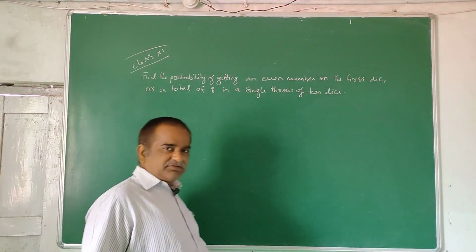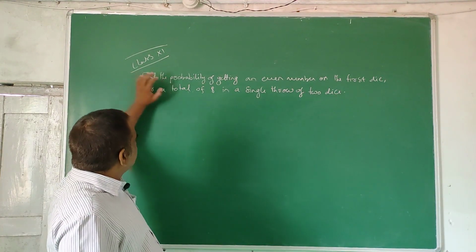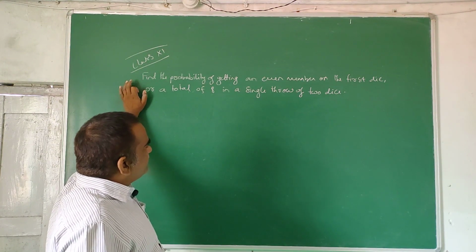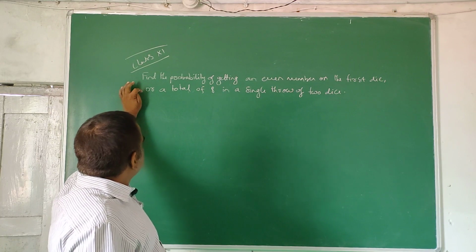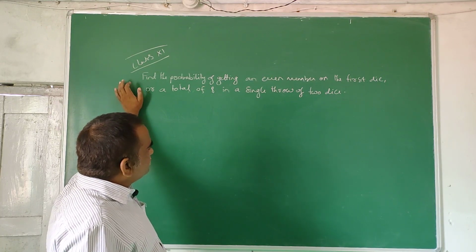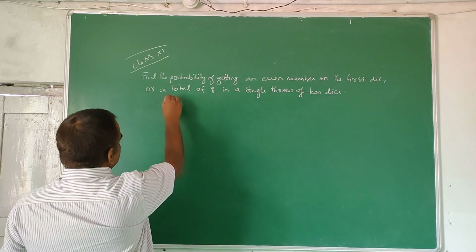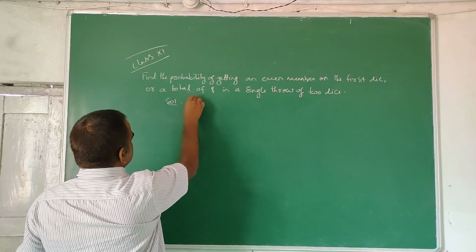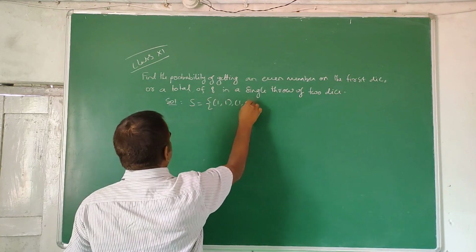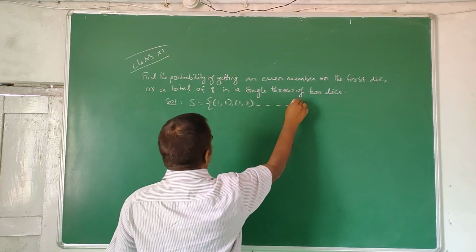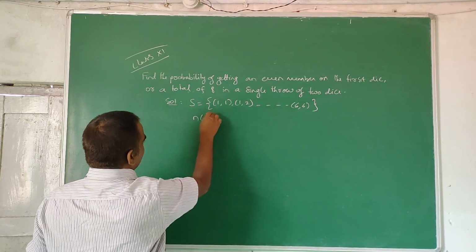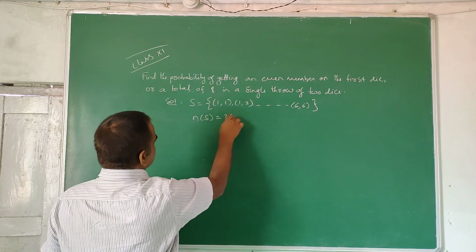Now dear students, we are going to solve some interesting problems. Find the probability of getting an even number on the first die or a total of 8 in a single throw of 2 dice. So solution. S is equal to 1,1; 1,2; like this, since 2 dice are thrown, up to 6,6. So the number of sample points is 36.